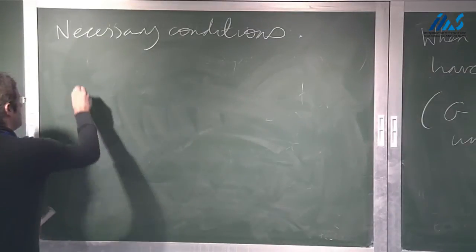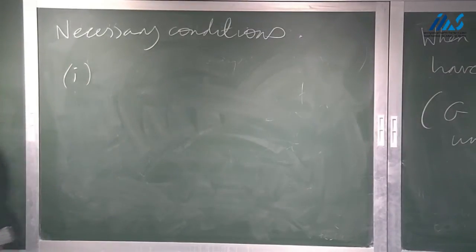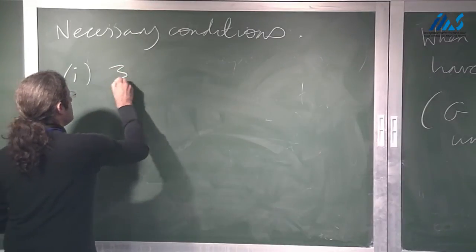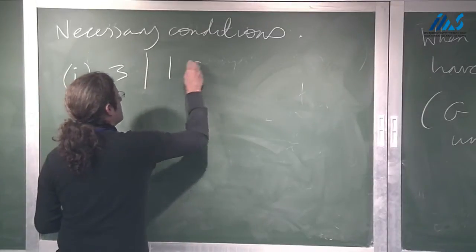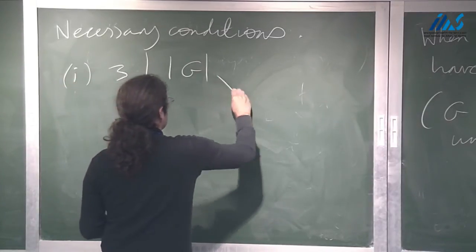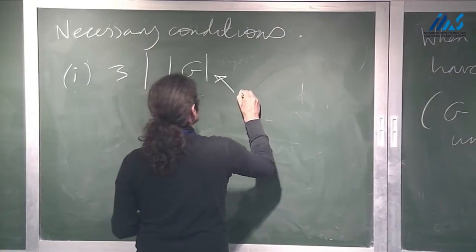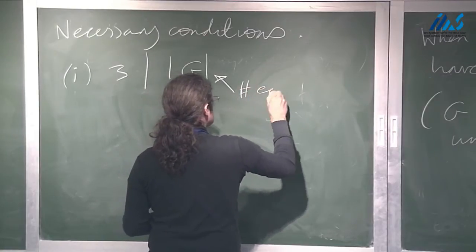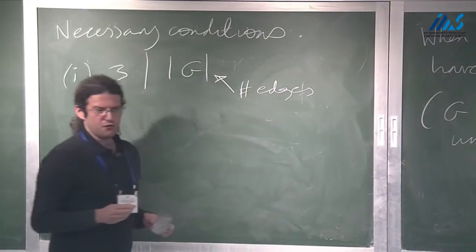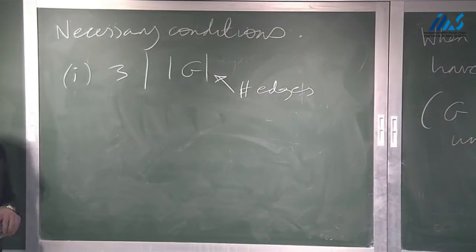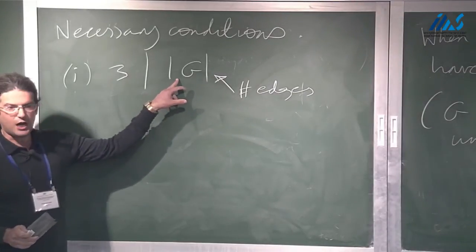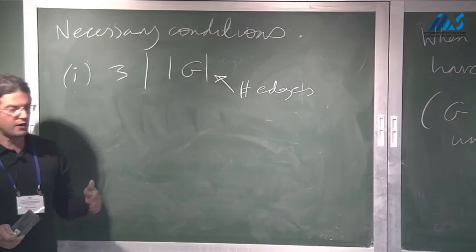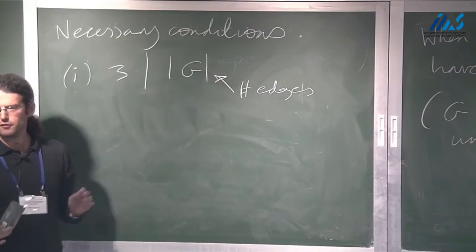Every triangle covers three edges, so the total number of edges must be divisible by three. So three divides |G|. I'll write |G| for the number of edges. Some people write |G| for the number of vertices, but I prefer this because I identify a graph or a hypergraph with its set of edges. So if I write |G|, I'm thinking the size of the edge set.